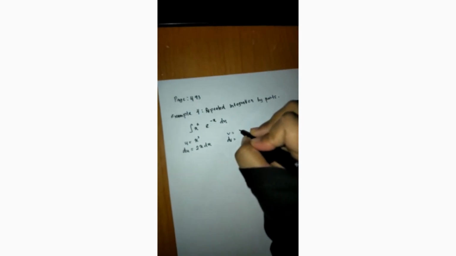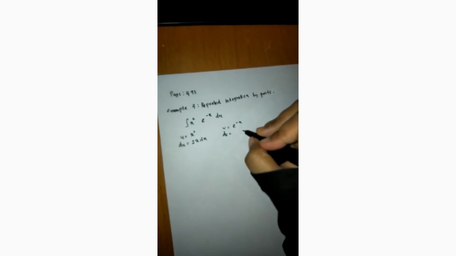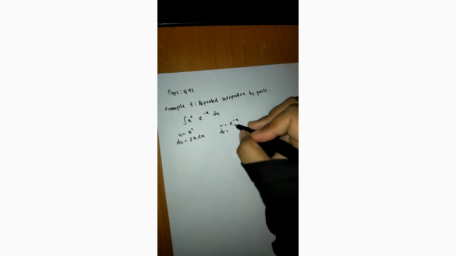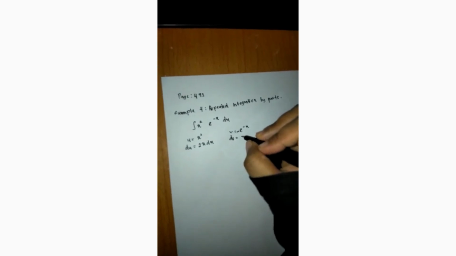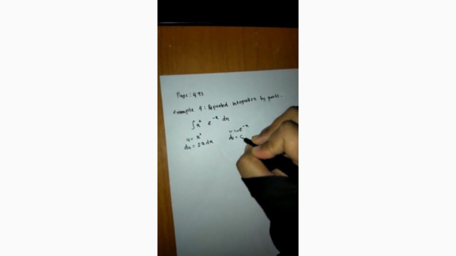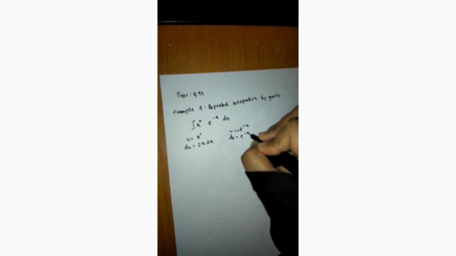We take out u, v, du, dv. U is x power of 2, du is 2x dx. V is e power of negative x dv, negative e power of negative x. Dv is e power of negative x.